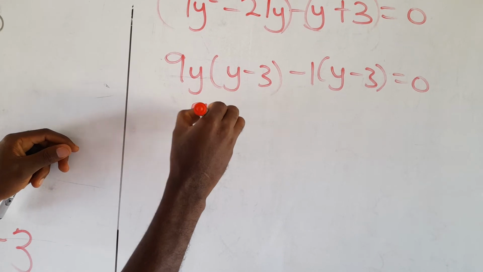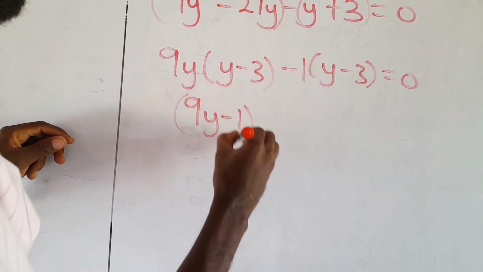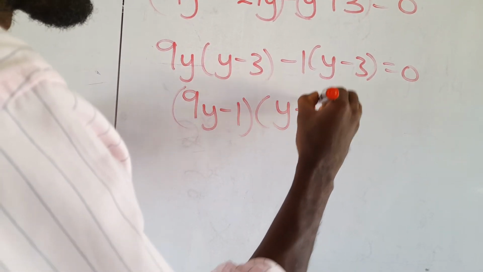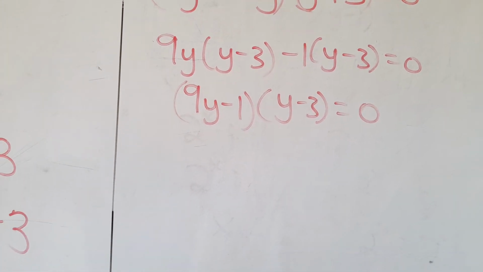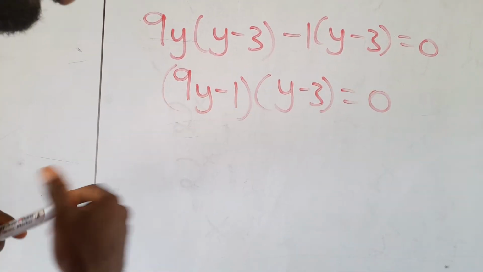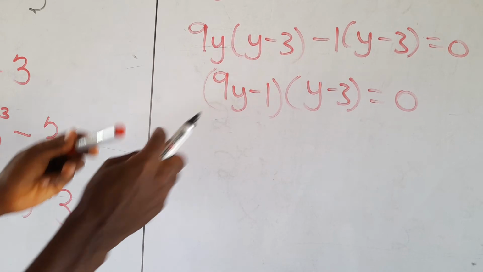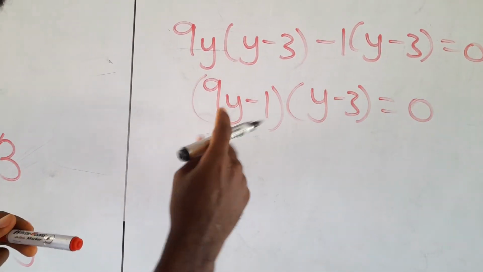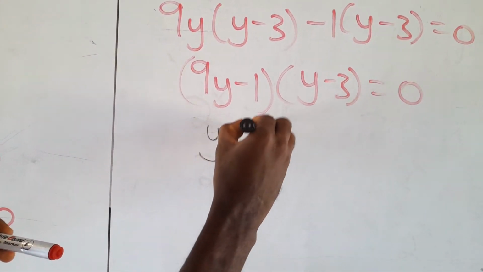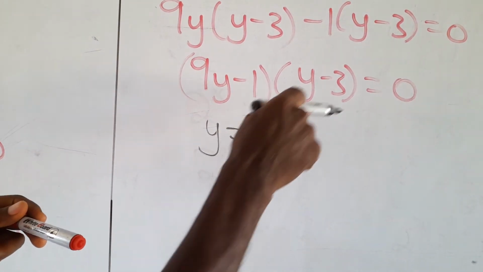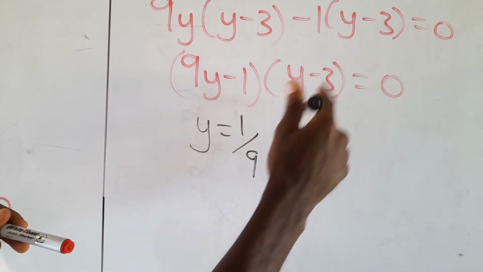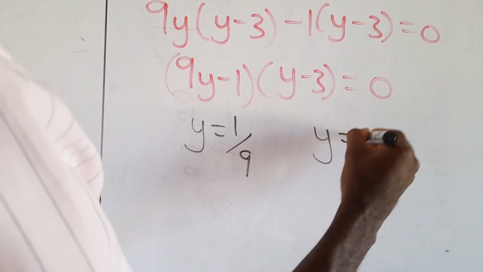So we have 9y minus 1 and y minus 3 factored out, equal to 0. Now we take each of the brackets, equate it to 0 and find the values of y. So 9y minus 1 equal to 0, our y will be equal to 1 over 9. Then y minus 3 equal to 0, our y will be equal to 3.